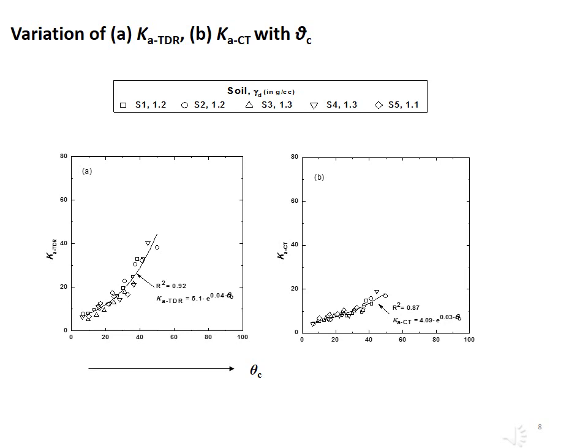An increasing trend between dielectric constant and electrical conductivity indicates that, starting from the dry side of a compacted soil sample, air in the voids gets replaced by water, resulting in an increased theta C.